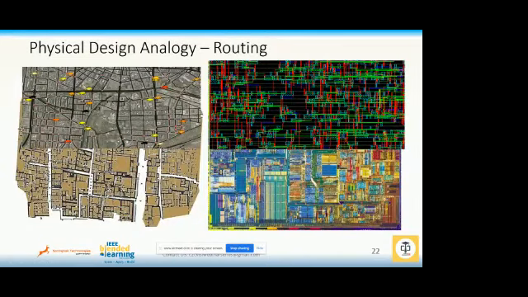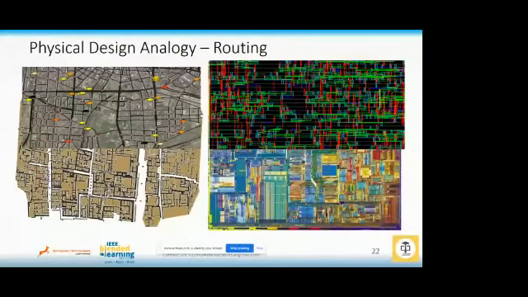So then the next step is routing. You can think of routing as building your roads, the connectivity to each house. In the same way that you connect all the houses using your road network, you will have to do signal routing to connect all the gates in the design based on the gate level connectivity defined in a gate level netlist.